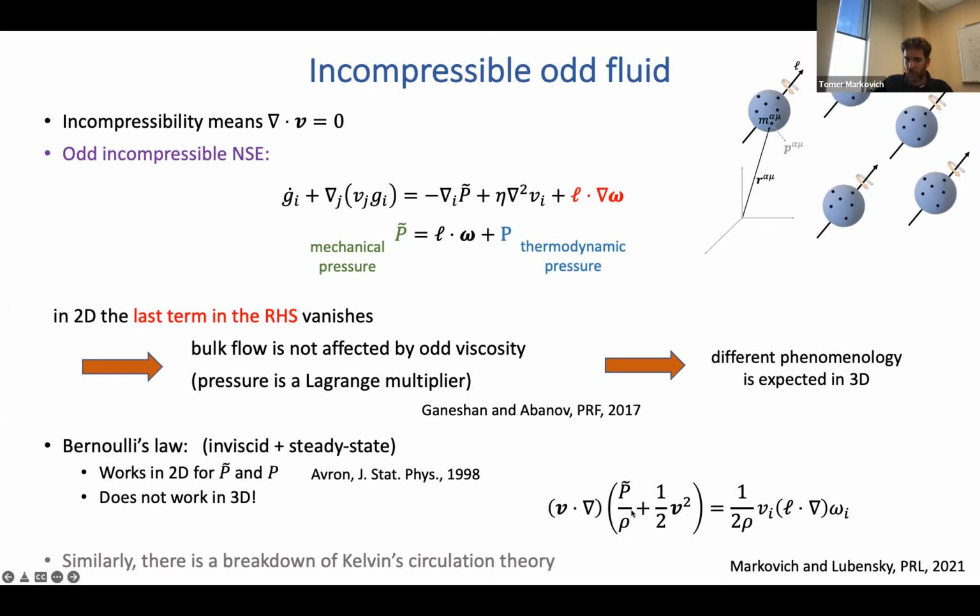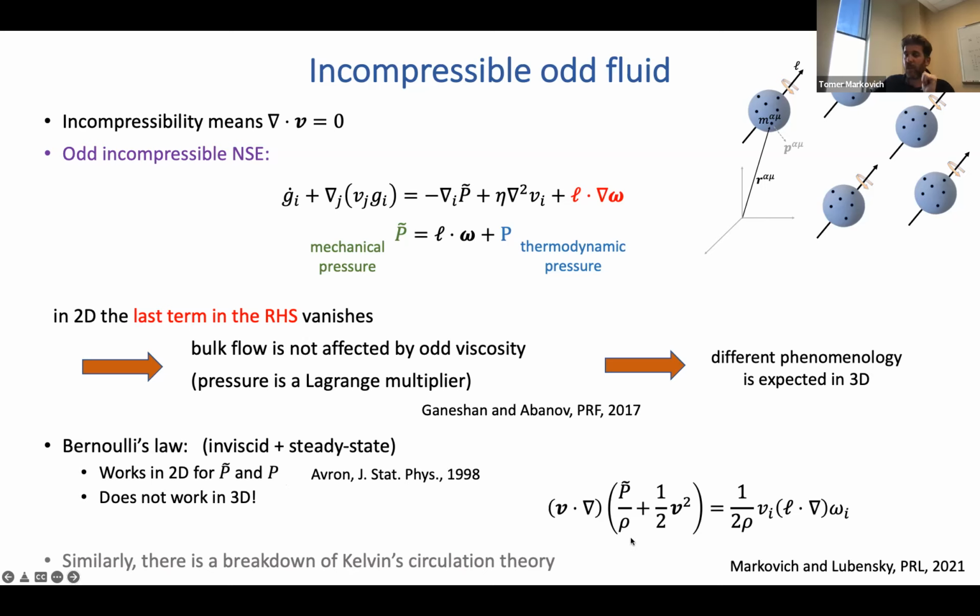So P tilde plus half rho V squared is constant. This tells you that this is the Bernoulli principle. So P tilde, the pressure, plus half rho V squared is constant along a streamline. And in 2D, the vorticity is conserved along a streamline, so L dot omega is constant. This actually also works for the thermodynamic pressure.